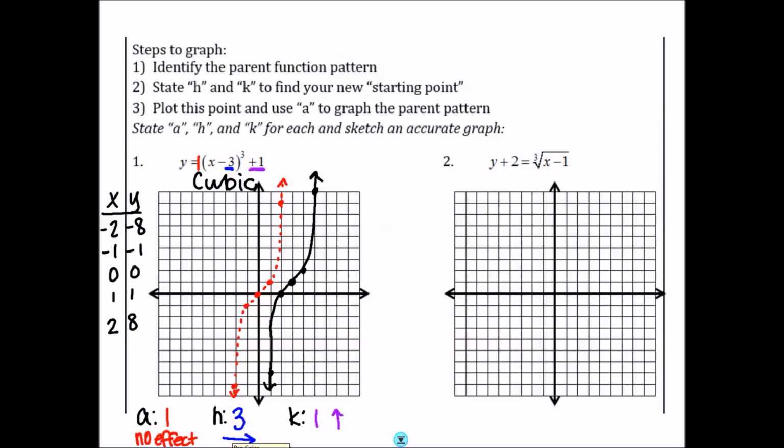Let's take a look at the second function. This is a cube root.